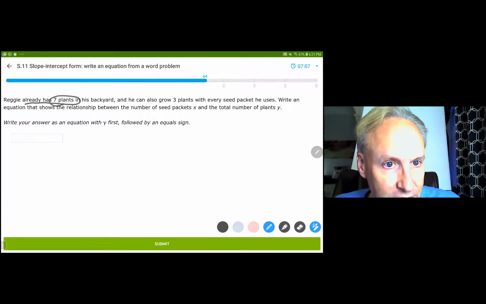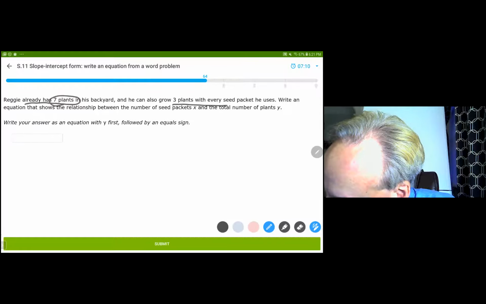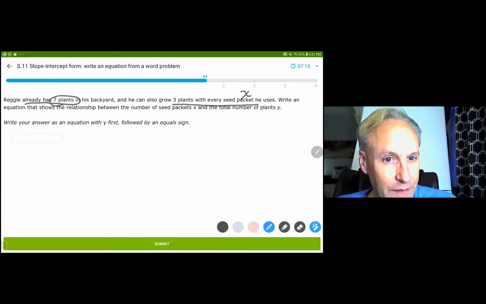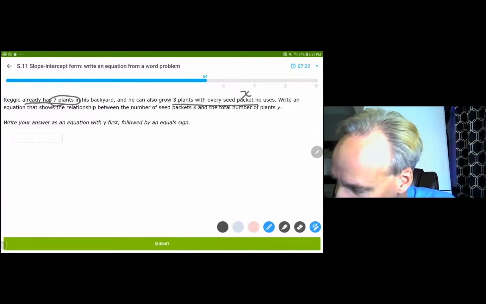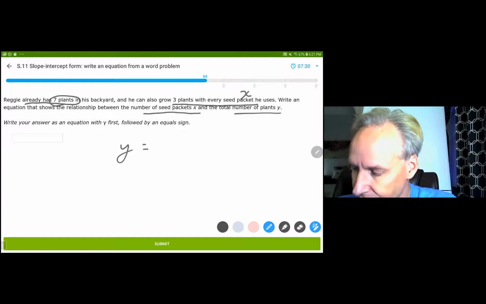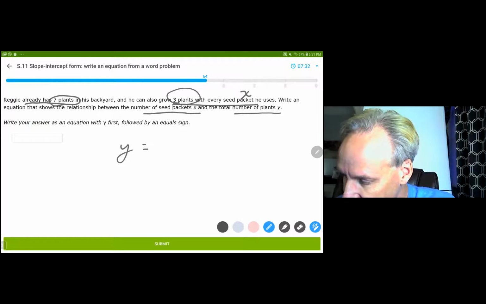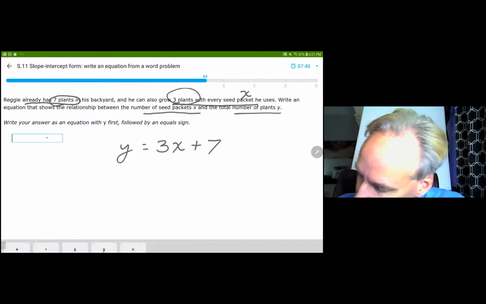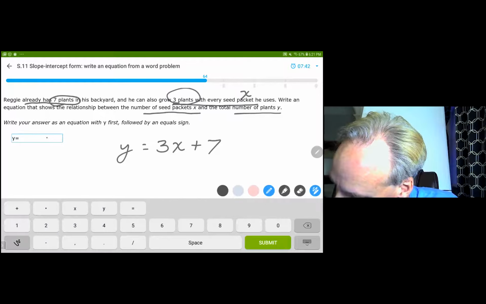Oh, already has 7 plants. There's our y-intercept, and he can grow 3 plants for each seed packet. So x is the number of seed packets, isn't it? That's our independent variable because he can decide however many seed packets he wants to use. And we're going to show the relationship between the number of seed packets, which is the x, and the number of plants that he has, y. So y is equal to the slope, or the rate, which is 3 plants that he gets for each seed packet, plus the 7 that he started with. So it's going to be y equals 3x plus 7.